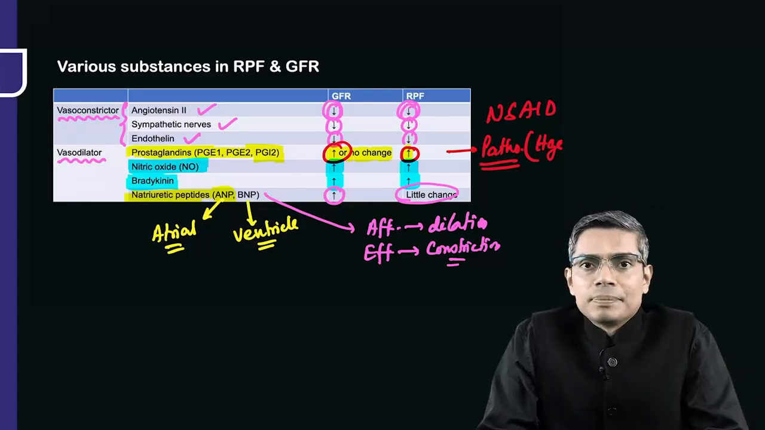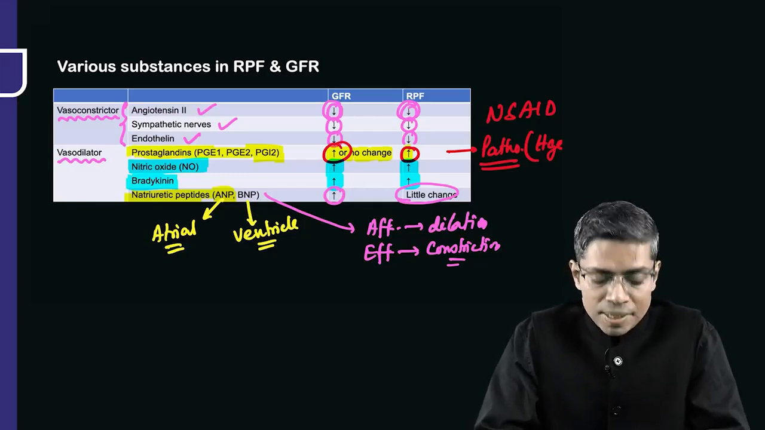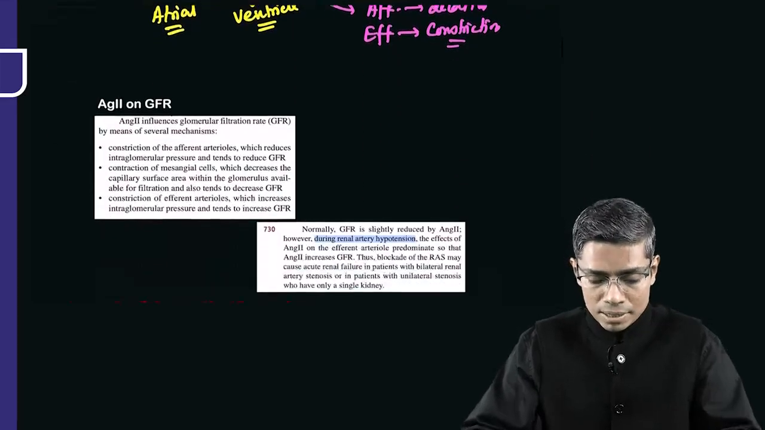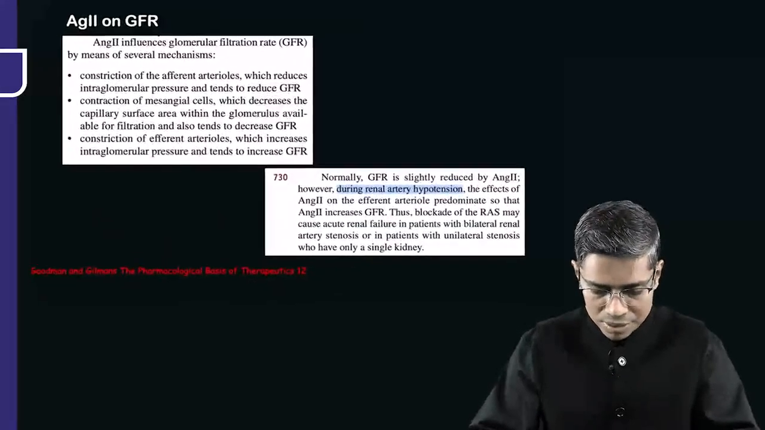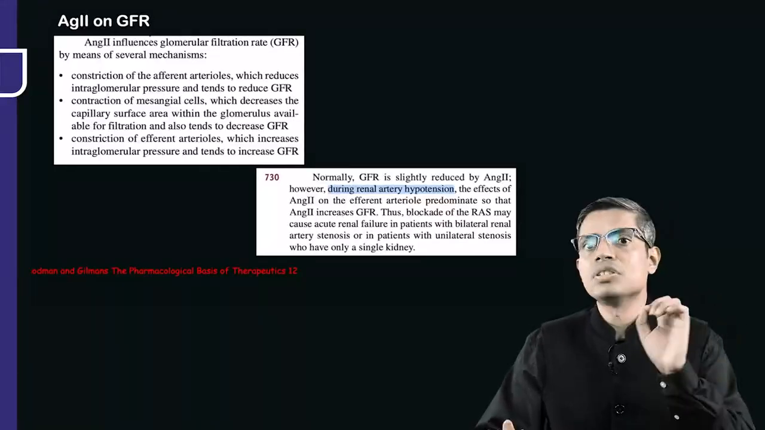Many of you are thinking, is that correct information? Angiotensin 2 causes reduction in GFR. The answer is yes. Look at what Goodman-Gilman is saying. This is a direct image from Goodman-Gilman: the effect of angiotensin 2 on GFR.